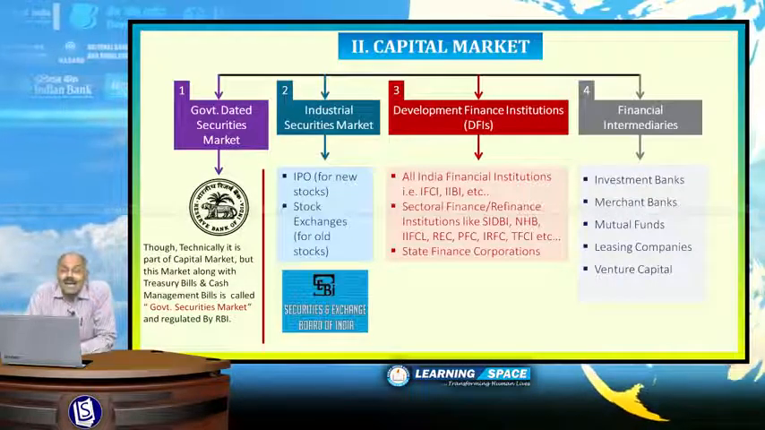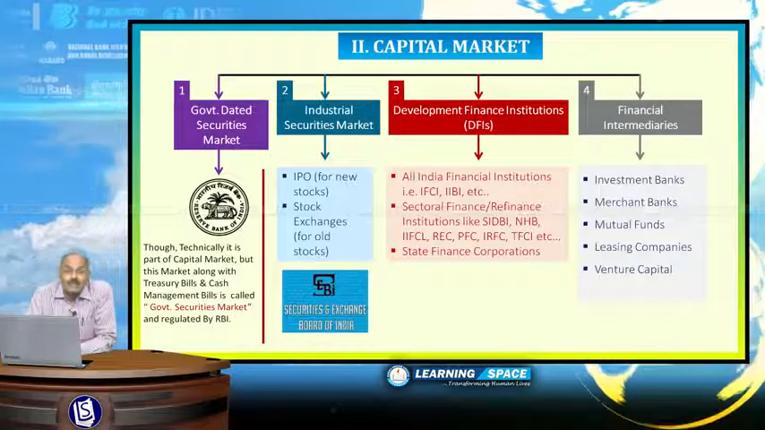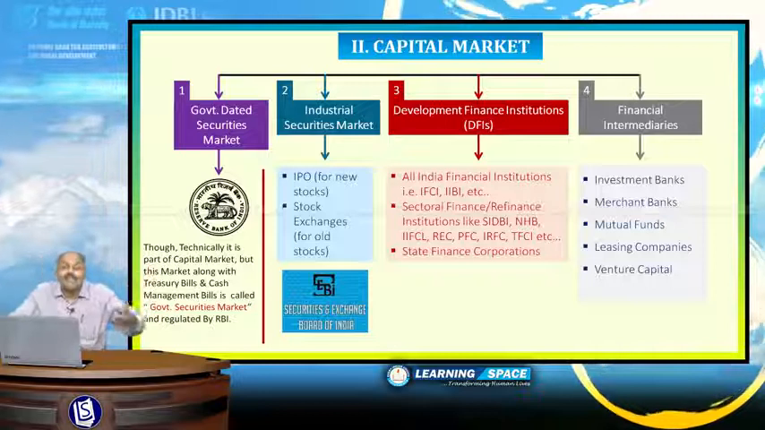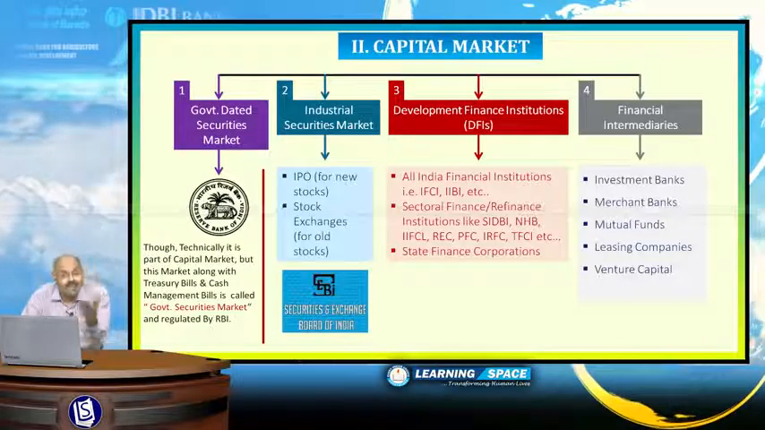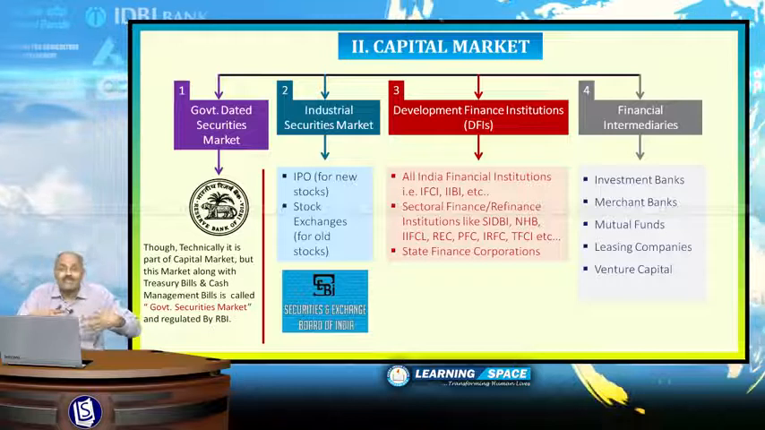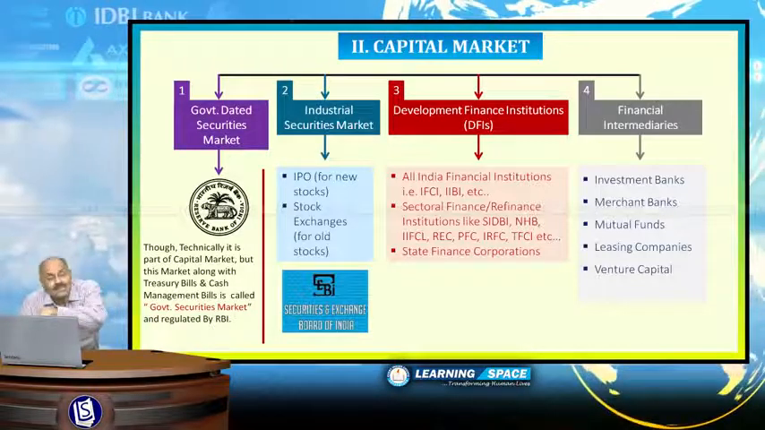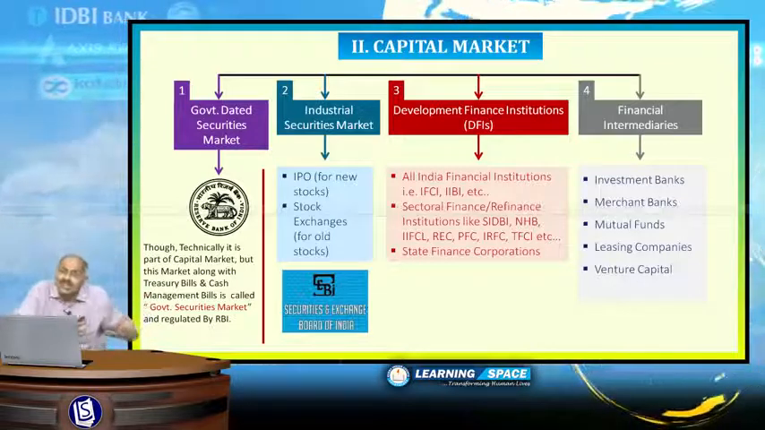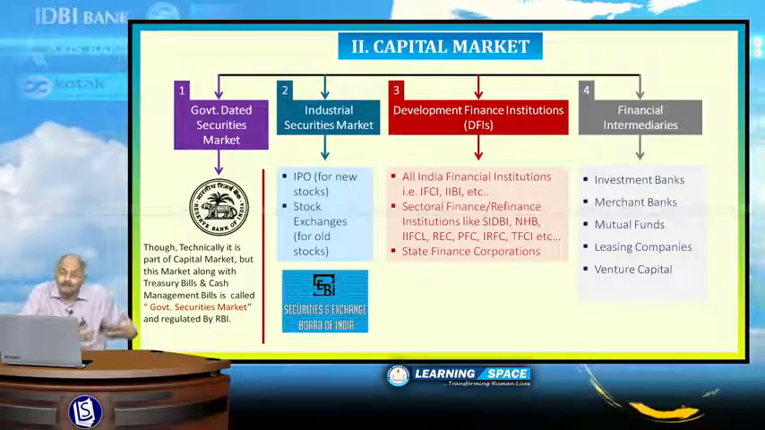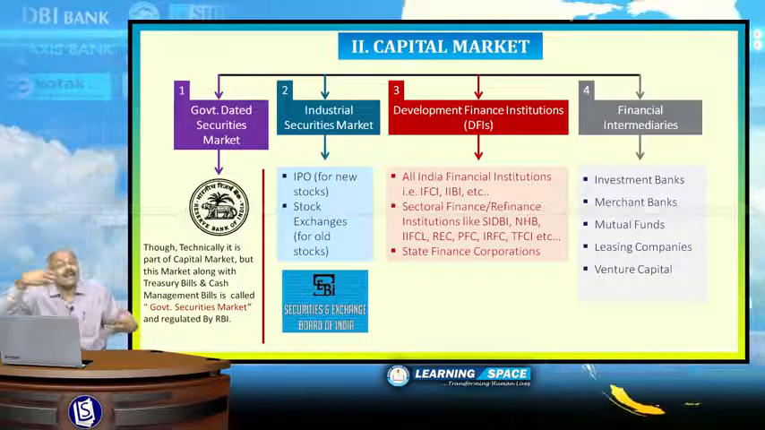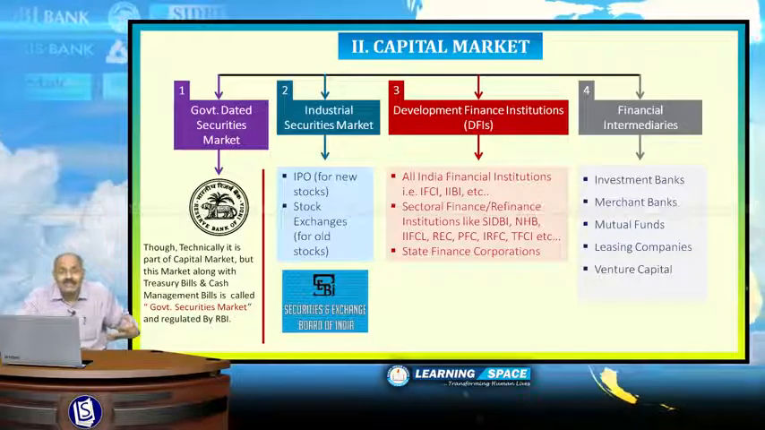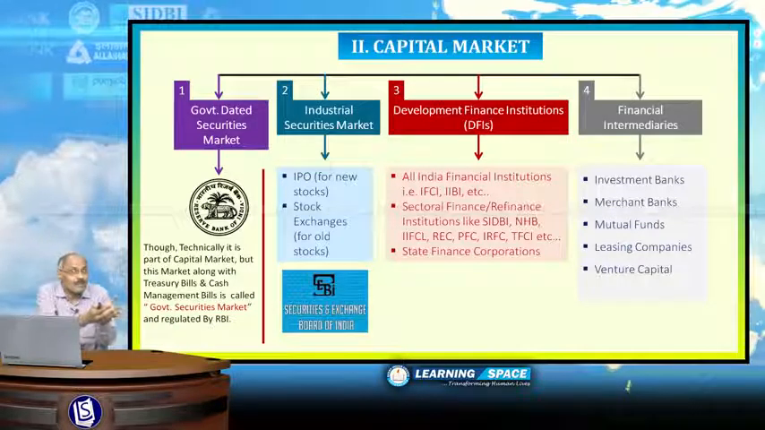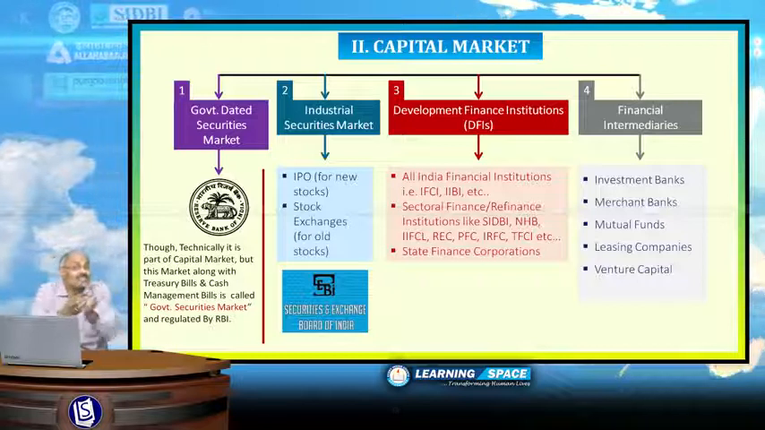Capital market is, I have already told you, borrowing money for longer duration, and there are several categories. Some organizations will facilitate money. Some organizations will act as intermediaries. Some organizations will give development finance, and some organizations will be in the process of collecting money for the companies. Like that, it is bifurcated, and first and foremost in this capital market is the government dated securities market.